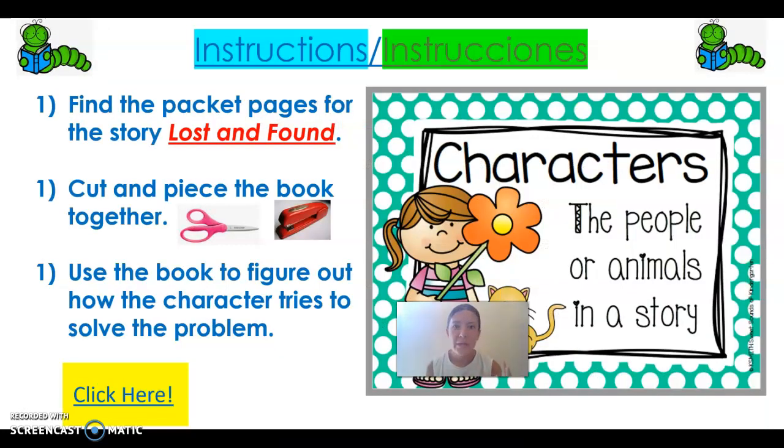So, in reading, we've been thinking a lot about our characters, or the people or animals in our story. So today, you guys are going to read Lost and Found, and you're going to be thinking about how your characters, or your people or animals in your story, try to solve the problem.